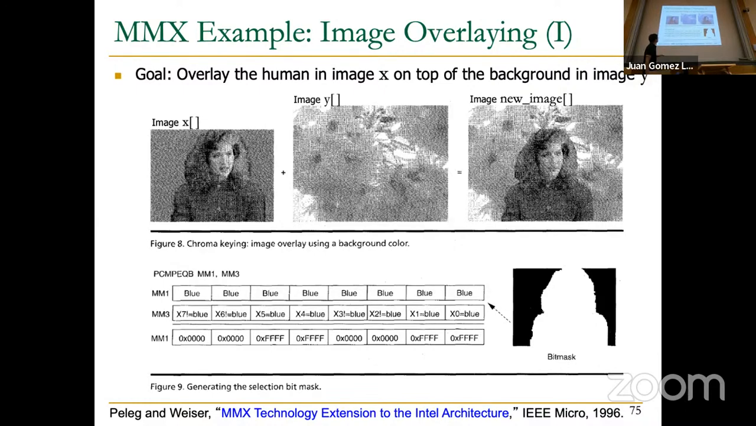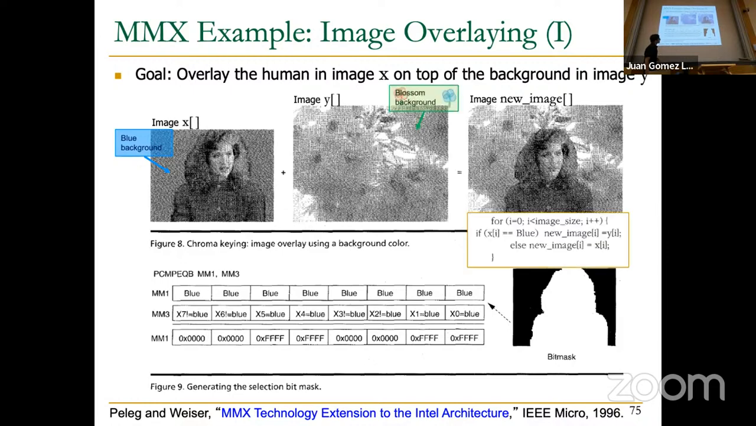Imagine that you want to overlay the image of a human on top of a background. The image with the human has a blue background, and here we have a blossom background, and this is the new image that we want to obtain. If we perform the serial execution of this operation, we will go pixel by pixel.